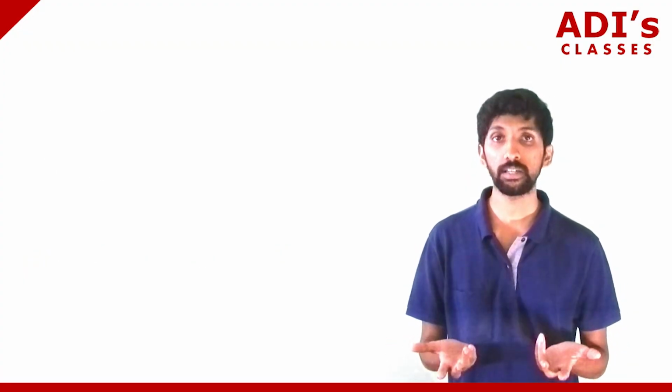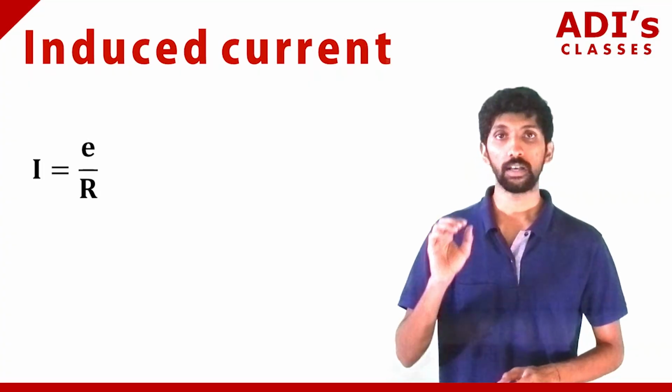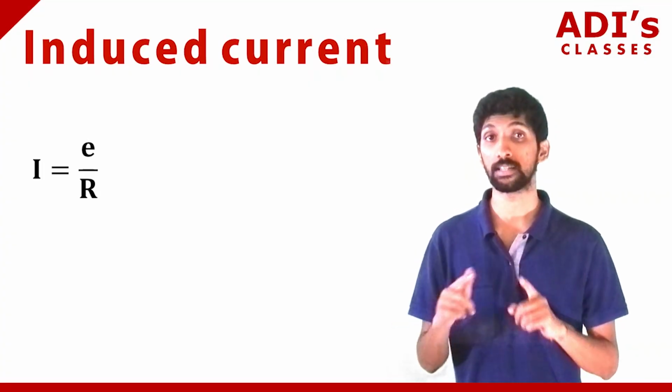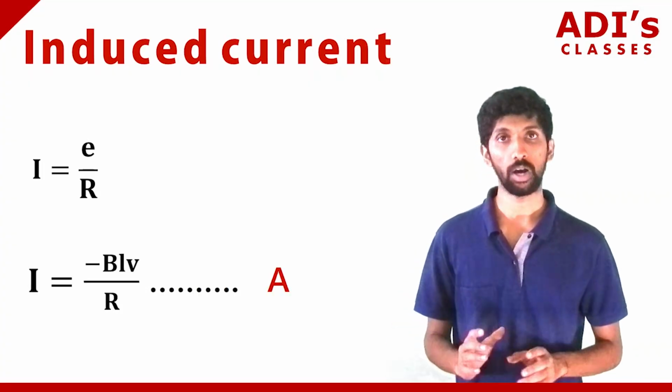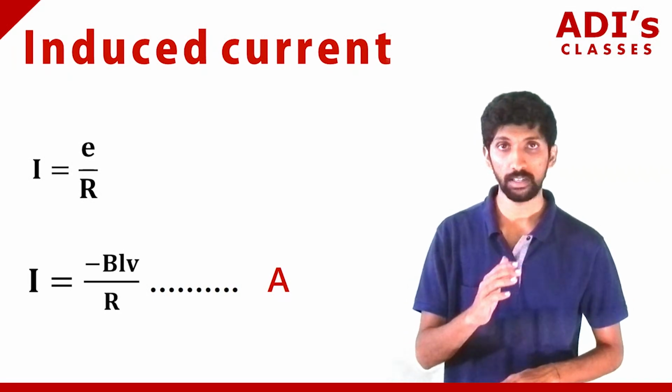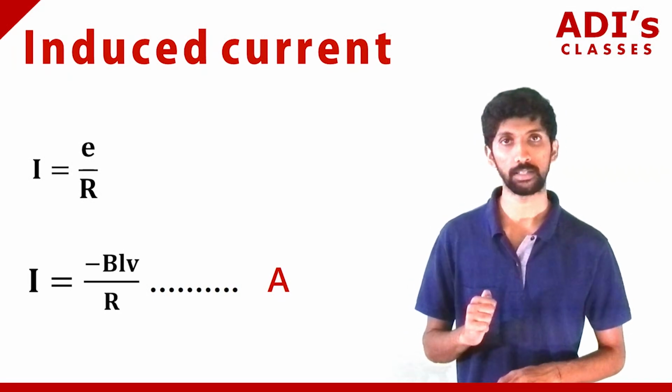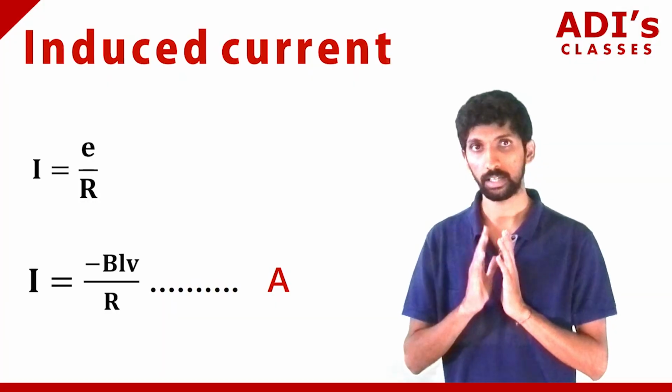Now coming to the induced current. The current will be E divided by R, where R is the resistance of the coil. So you have minus BLV divided by R. Understood? So this is the current, and that's the EMF.